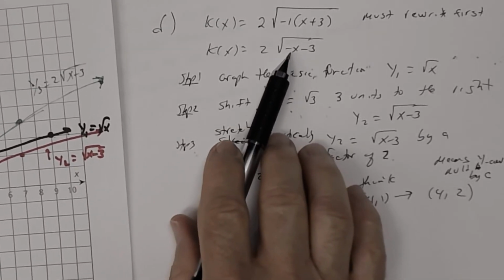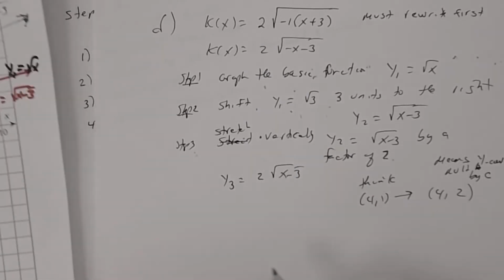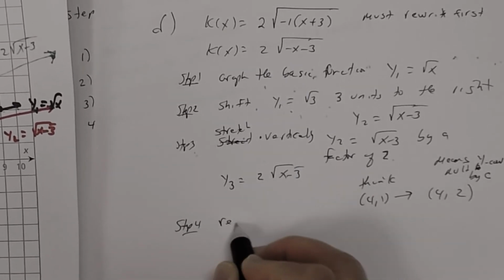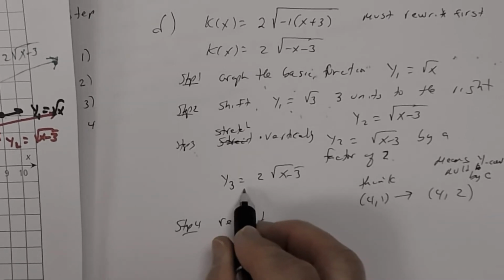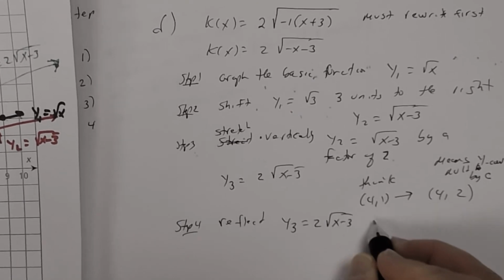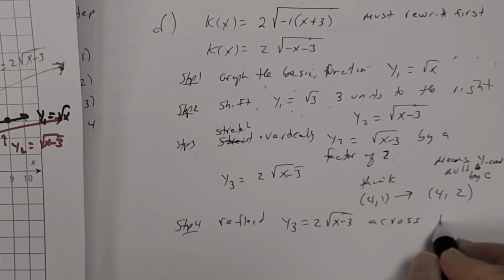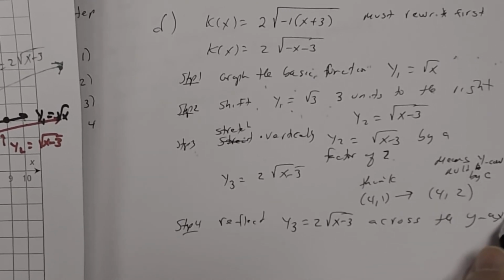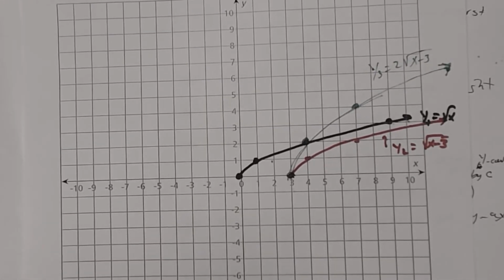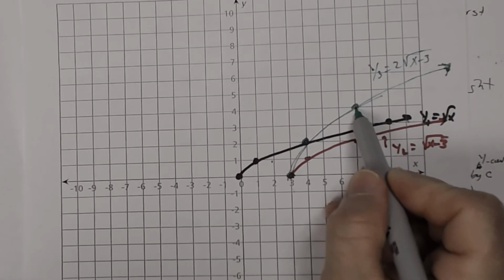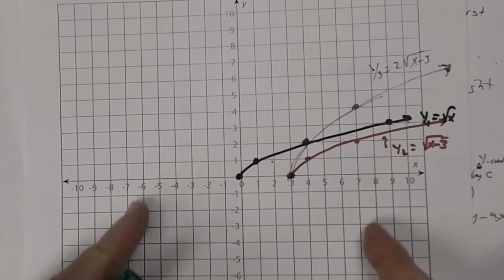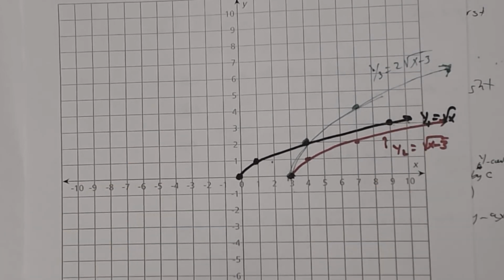We're going to do the reflecting across the y-axis. So step 4. We reflect what we just did, y3, which equals 2 square root of x minus 3, across the y-axis. Now remember, when we reflect across the y-axis, see this point here? When we reflect across the y-axis, the y value stays the same. What changed? It was the x-coordinate. They became opposites. All right, so you got to think like that.